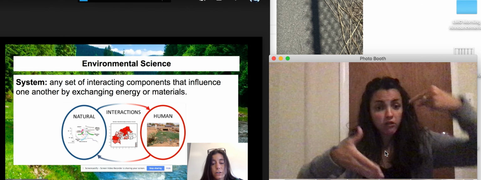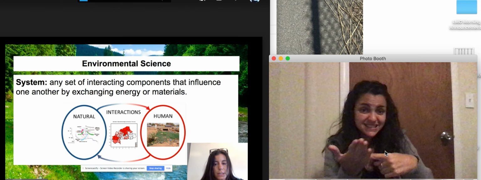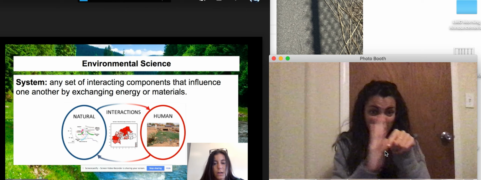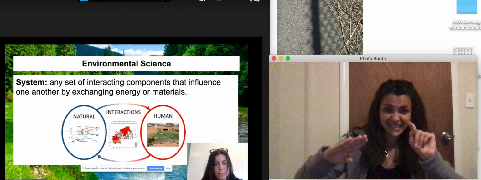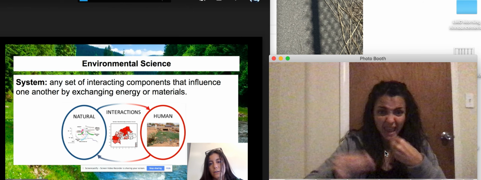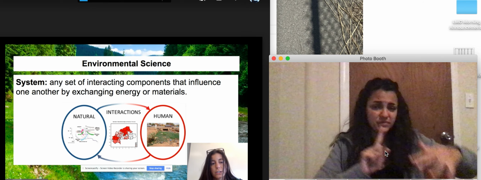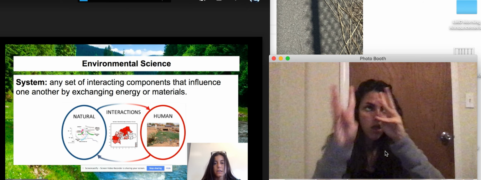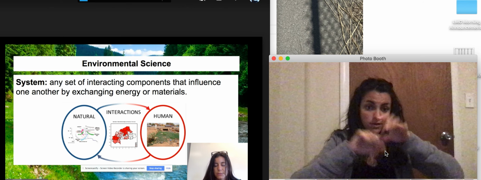Also, when I talked about insecticides, right? Humans are interacting with the natural world by trying to prevent insects from eating their crops, so they use harmful insecticides. I'm sure you could think of a whole list of harmful things or interactions that humans have with these systems by exchanging energy or other types of materials.